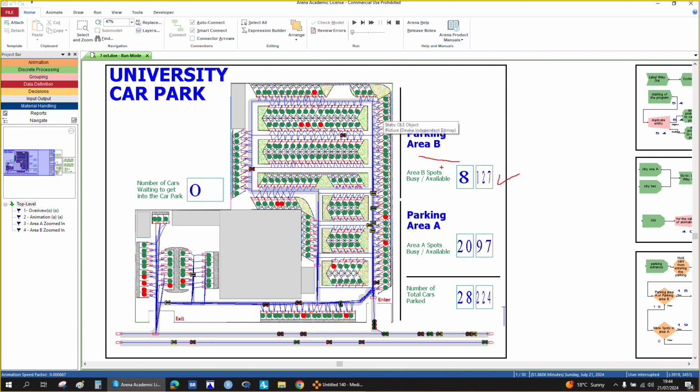Total of 224. The red one means a car has occupied the spot, as you could see here, while the blue or green one means that it is empty.